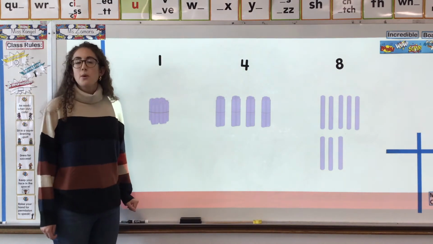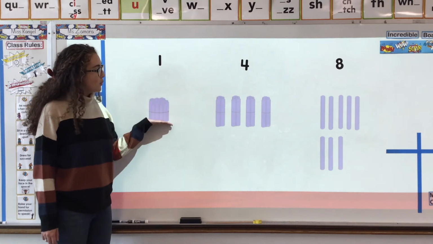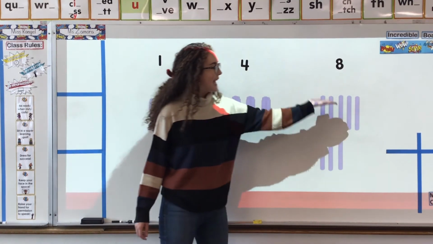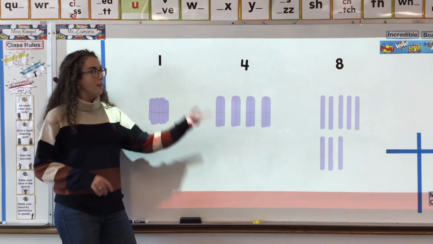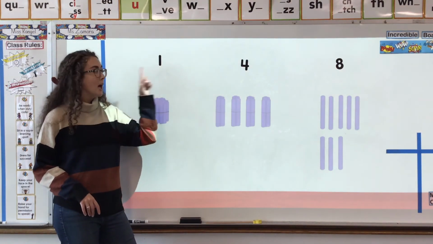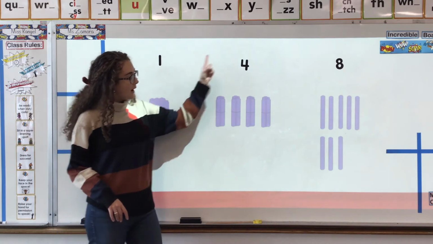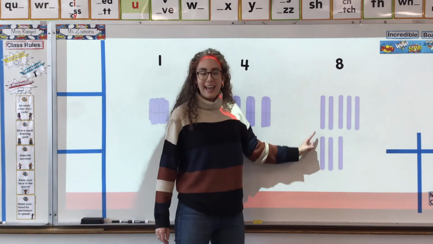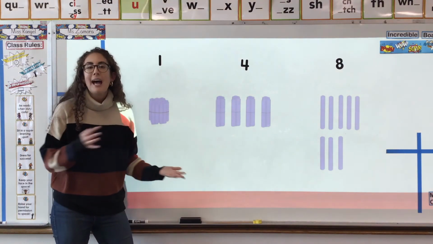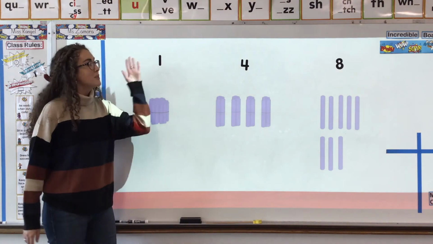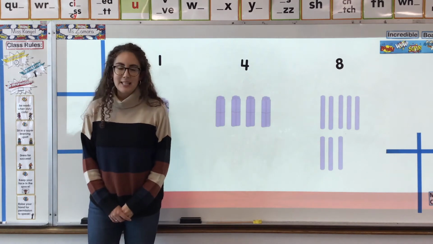Okay, Super Scholars, we determined that there's 100, 4 tens, and 8 ones. So what number are we seeing on the board? Can you read it with me? 148. Looking at the pictures of this value told us that this number is 148.